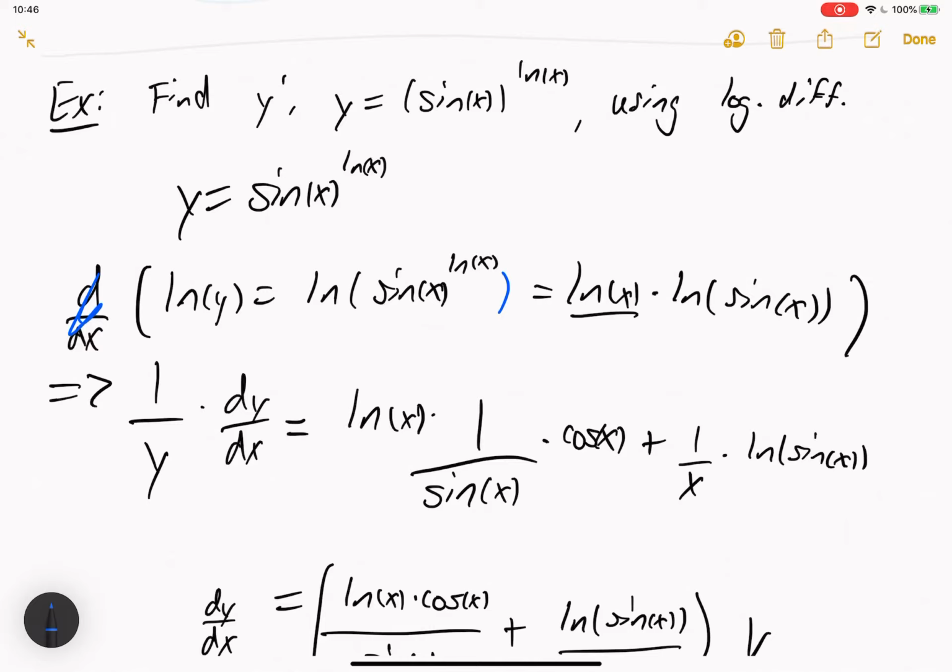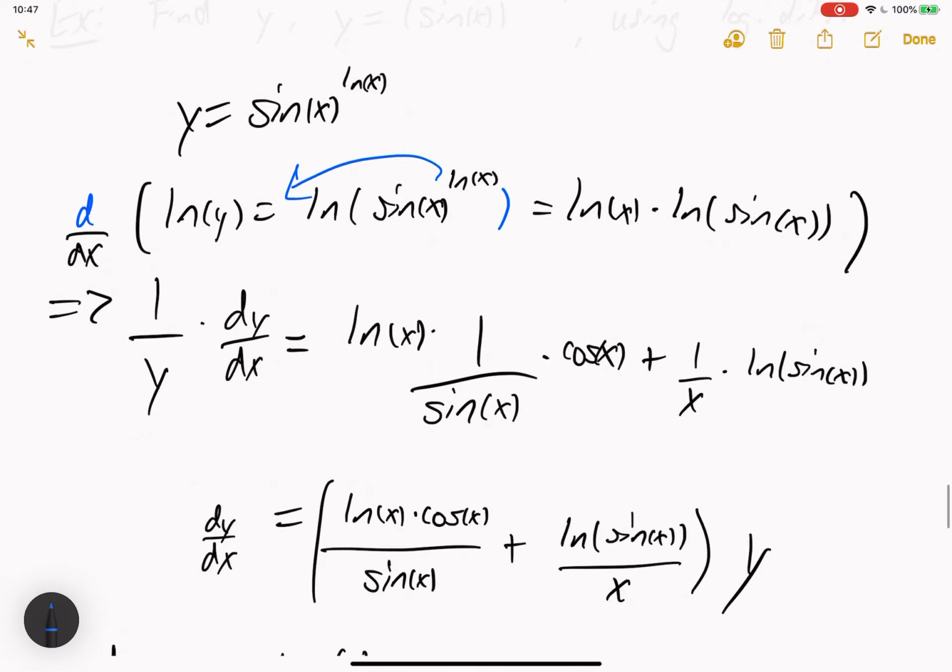So all I did here with the next step was bring down the ln of x to get the ln of x times ln of sine of x. And now we take the derivative. So what I wrote was d/dx of everything. Take the derivative with respect to x for everything. So on the left-hand side, the derivative of ln of y is going to be equal to 1 over the argument times the derivative of the argument.